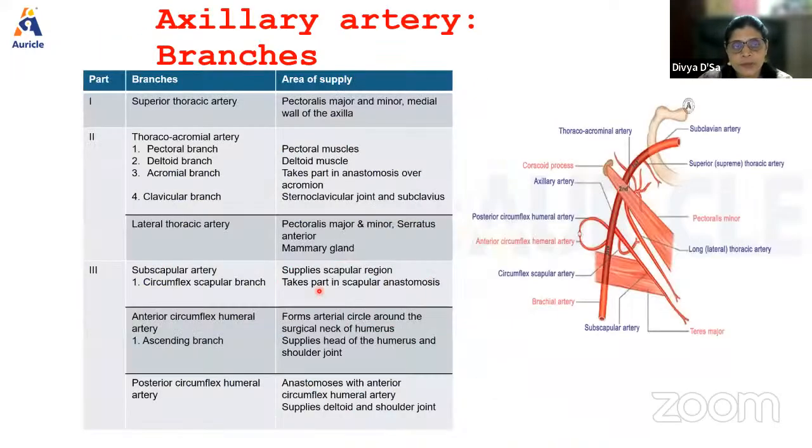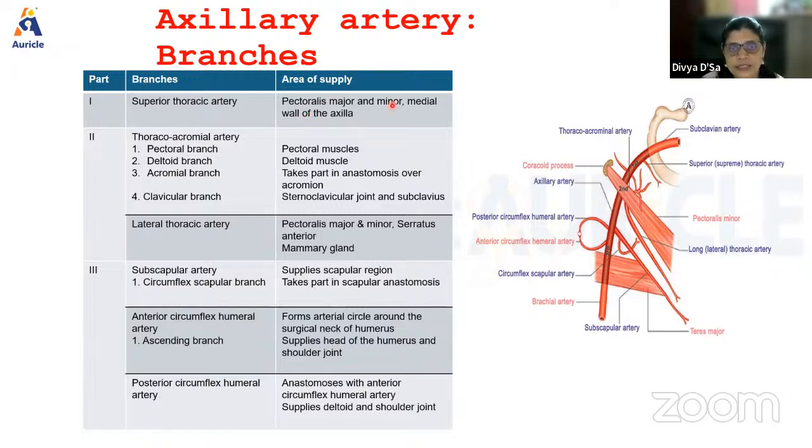So when you write about the branches, you can make a column like this and just mention from the part, which part, the branch and the area of supply. Okay. Because branches itself is also asked, like a 5 marks or a 3 mark part. That time it is easier when you write it like this instead of writing sentences and repeating the same.